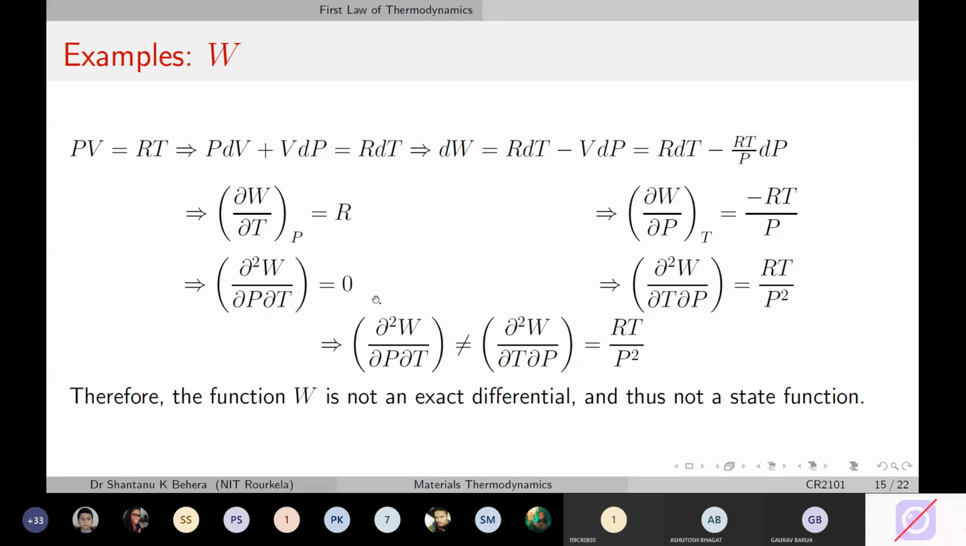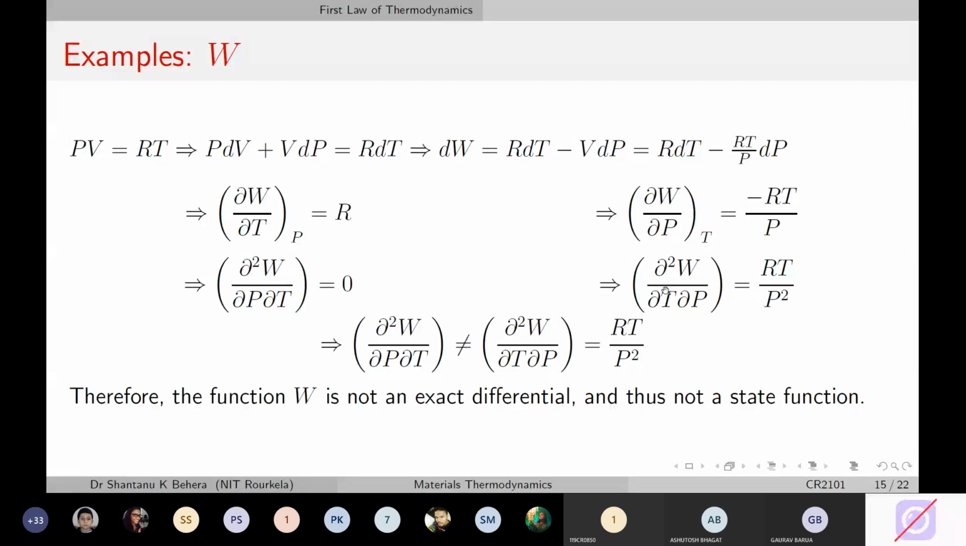On the contrary, let's first change the variable P, a different approach. You take del W by del P. You're now changing the variable P and finding the change in W, which gives you the term minus RT by P. Here temperature was kept constant, and then you do the double derivative by changing temperature, del square W by del T del P, which gives you the quantity minus R by P, taking the derivative with respect to T.